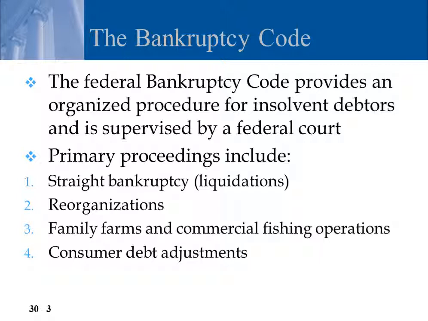The Bankruptcy Act is a federal code, so it applies to all persons legally residing in the United States. And there are federal bankruptcy courts, which are considered specialized courts in every state in the United States. Depending on how populous the state is, there may be multiple bankruptcy courts. The Federal Bankruptcy Code provides an organized procedure for insolvent debtors and is supervised by a federal court. So primary proceedings include liquidations, reorganizations, family farms and commercial fishing operations, and consumer debt adjustments. And we'll look more closely into what each of these types are as we proceed through this PowerPoint.